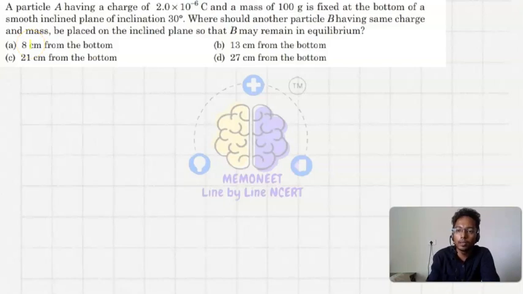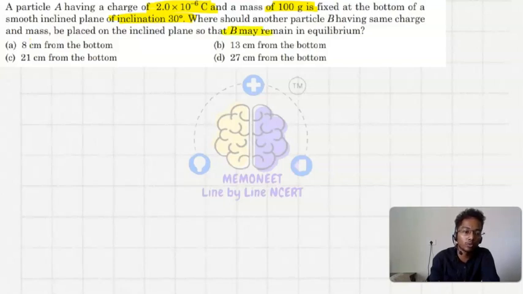A particle A having a charge of 2 into 10 to the power minus 6 coulomb and mass of 100 gram is fixed at the bottom of the smooth inclined plane of inclination 30 degree. Where should another particle B having the same mass and charge be placed on the inclined plane so that B may remain in equilibrium?